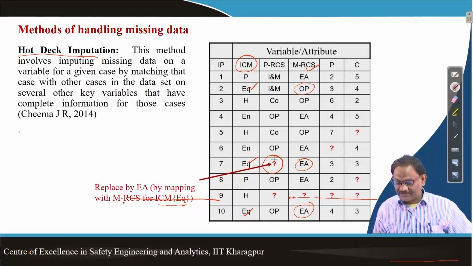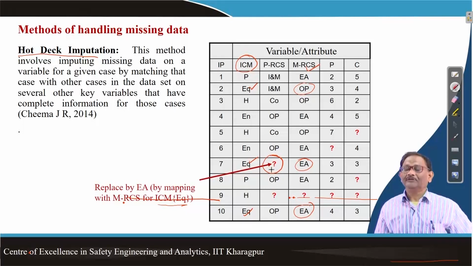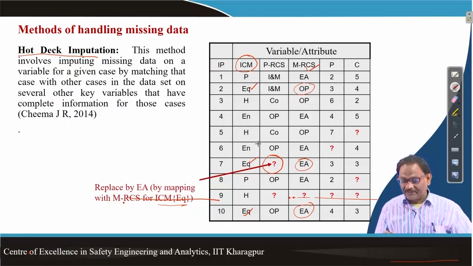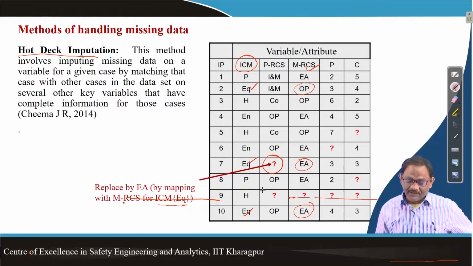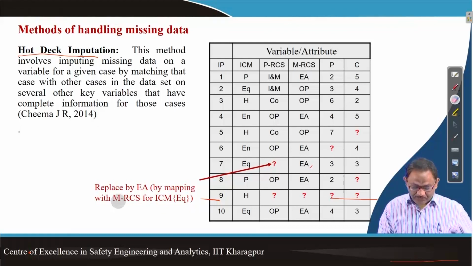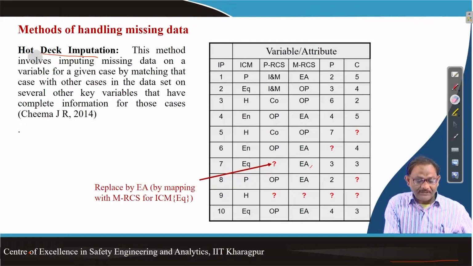So what is hot deck imputation? For a particular missing value of an attribute, or missing values for an attribute, you are finding out some kind of logical relation of that variable with other attributes or variables in the data set, and then you are finding out the best possible one. So that is basically known as hot deck. Okay, so I am coming to almost the end of this lecture.